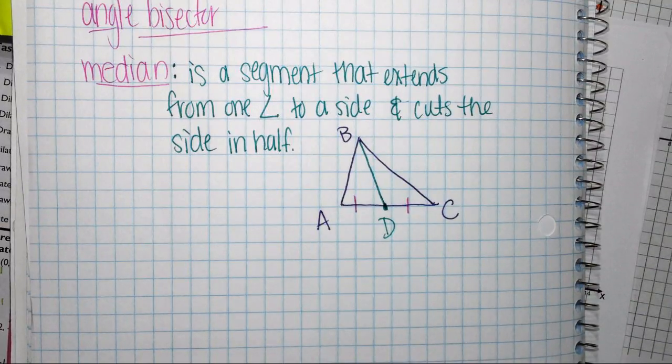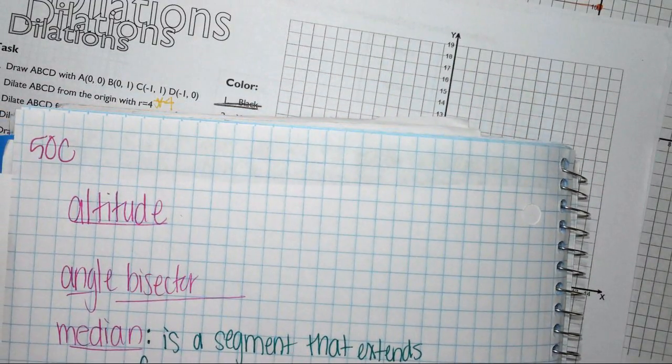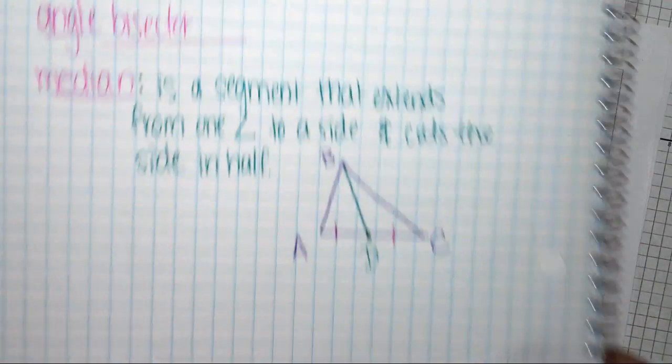So what's an angle bisector? It cuts an angle in half. Good. Take a point. We got to write faster.